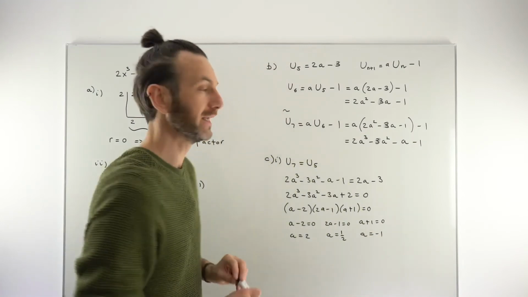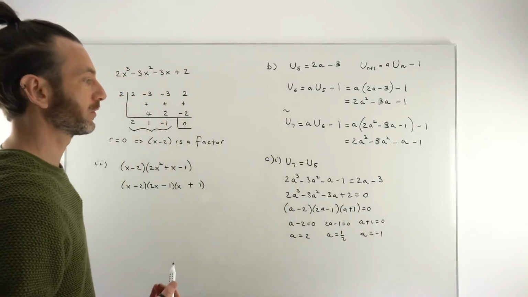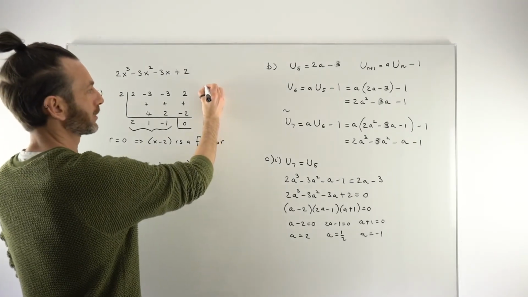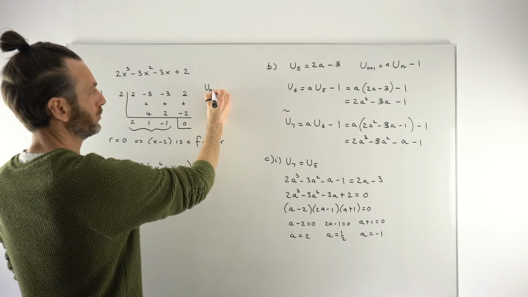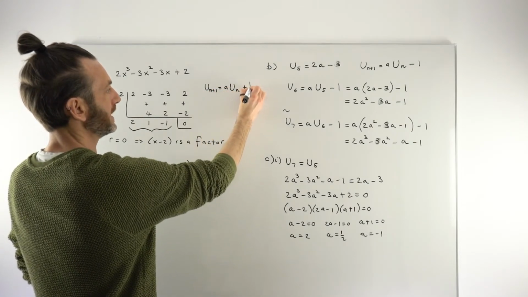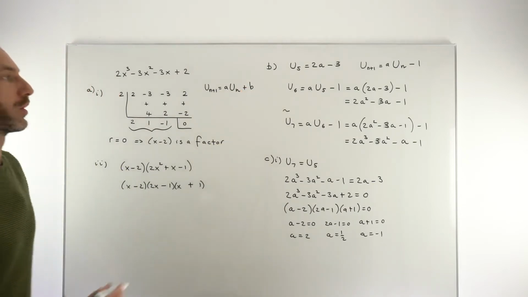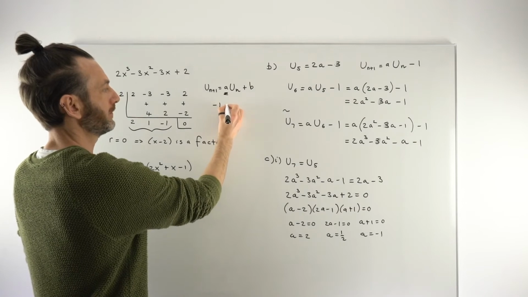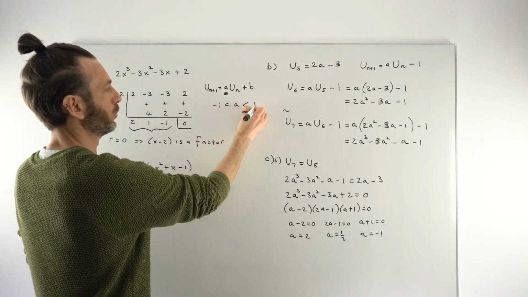That's where the limit idea comes in. So they're telling us that for the recurrence relation, a limit does exist. So if you've got a generic recurrence relation, which is of the form u(n+1) equals a u(n) plus b, okay, that's a general form, then a limit will exist if the a value, this value here, is strictly between minus 1 and 1.